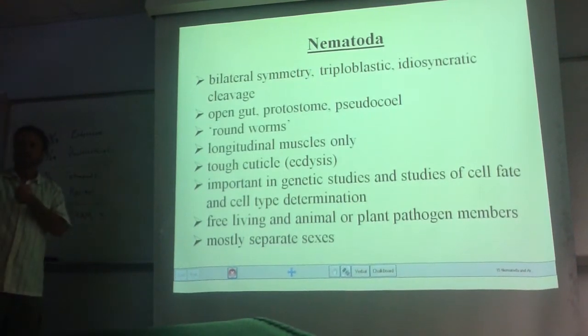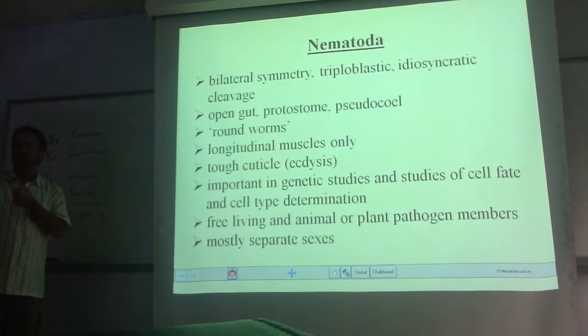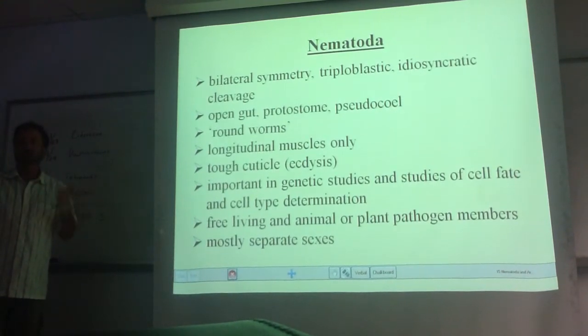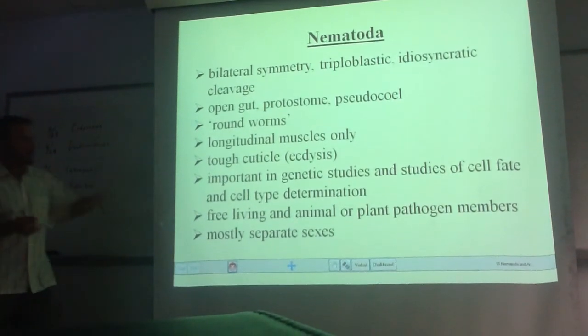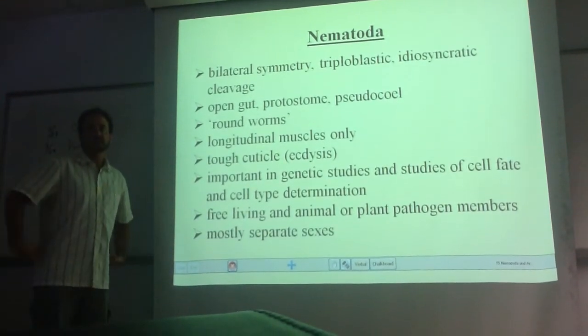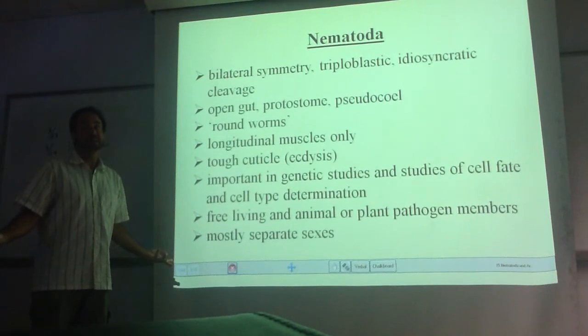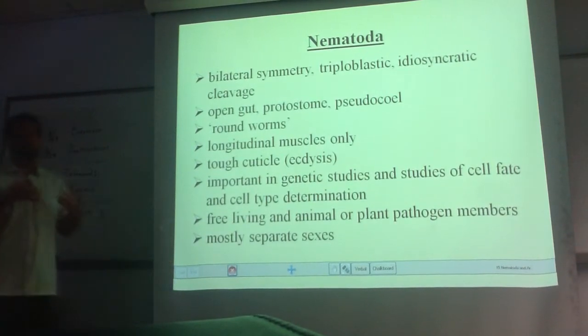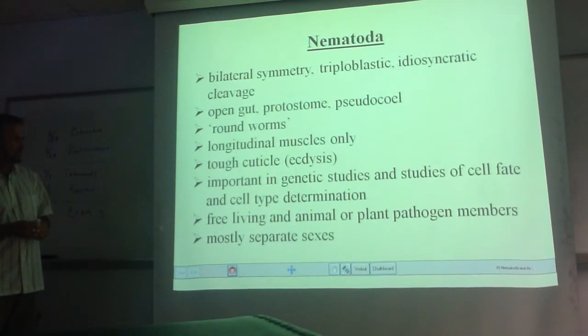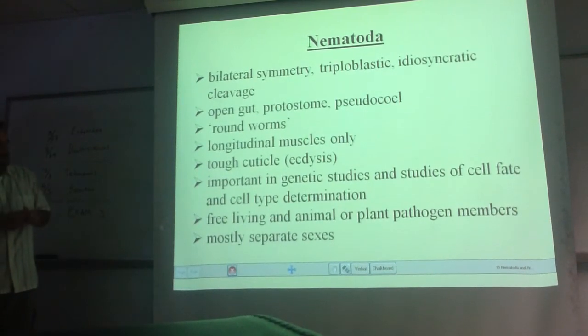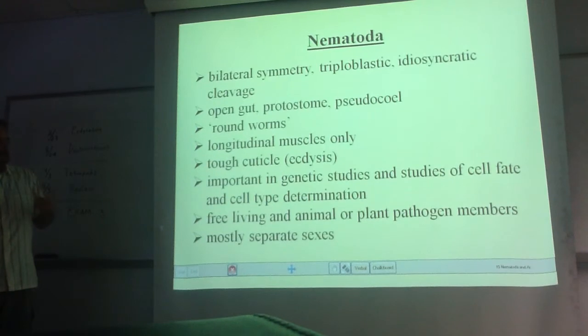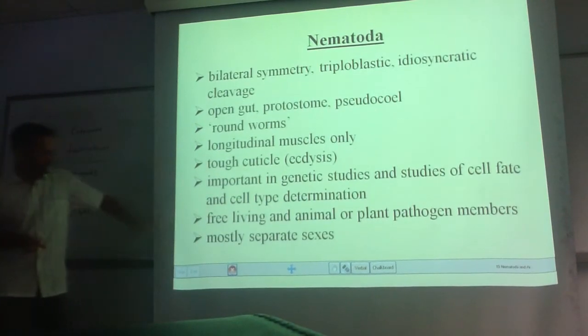You also see when you look at the cross sections through the Ascaris, the larger nematodes, that there are no circular muscles in there at all. You just see the longitudinal muscles, unlike the earthworm where you can see both. You also see in the Ascaris they have this tough cuticle on the outside that they molt, kind of the way that an arthropod sheds its exoskeleton. And some of these are very important in genetic studies, specifically C. elegans, and studies of cell fate and cell type determination. I'll show you that in a second.